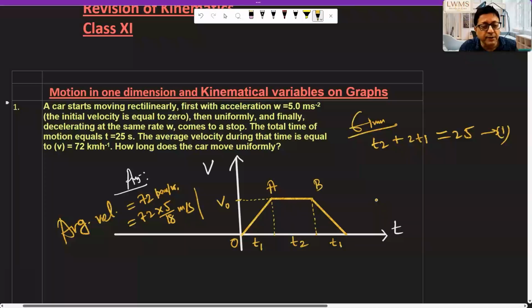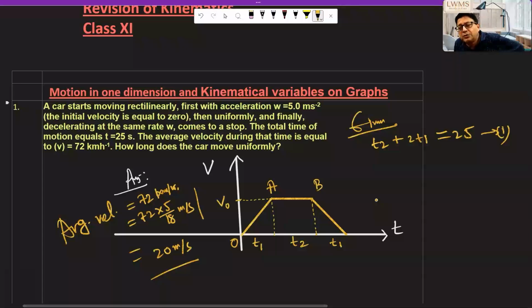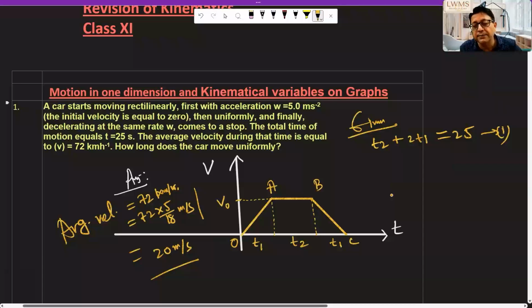Five by 18 meter per second, so it is 20 meter per second. Alright. T2 plus 2t1 is 25. Average velocity is 20. And the total time they say is 25. How does it help? If you know the total time and average velocity, then you can find the displacement in this graph.